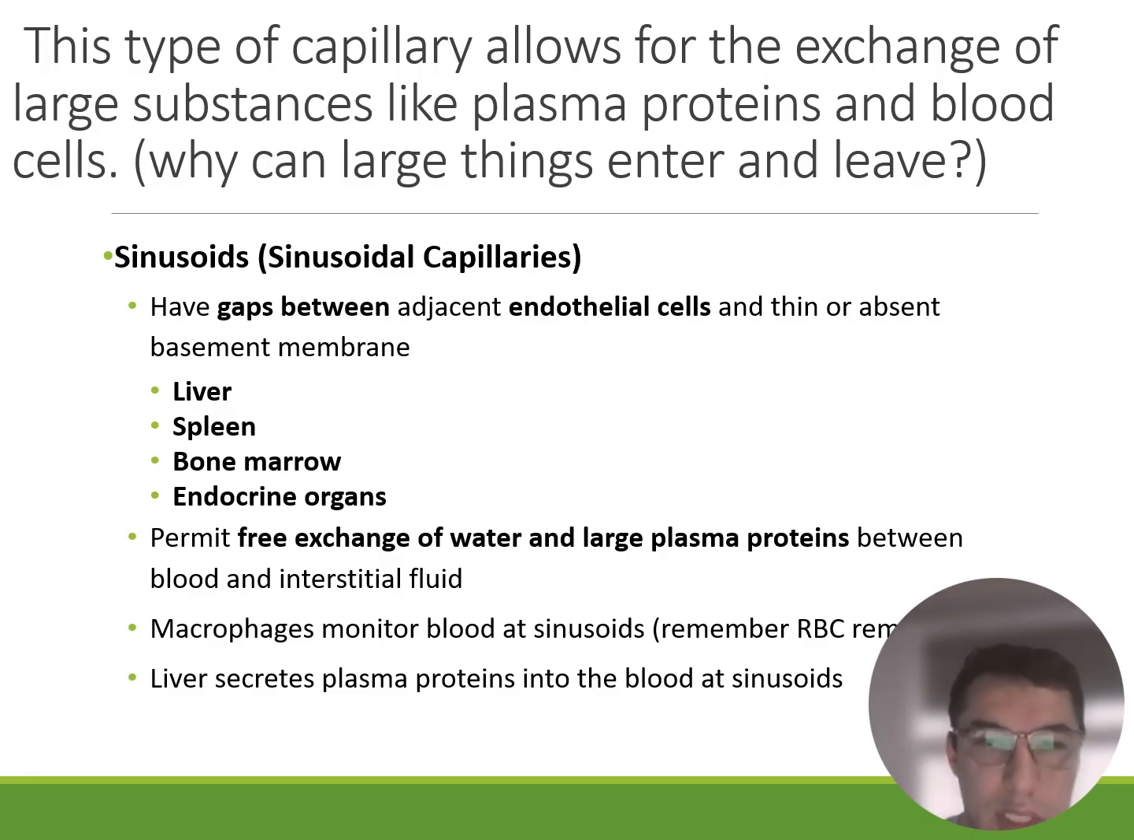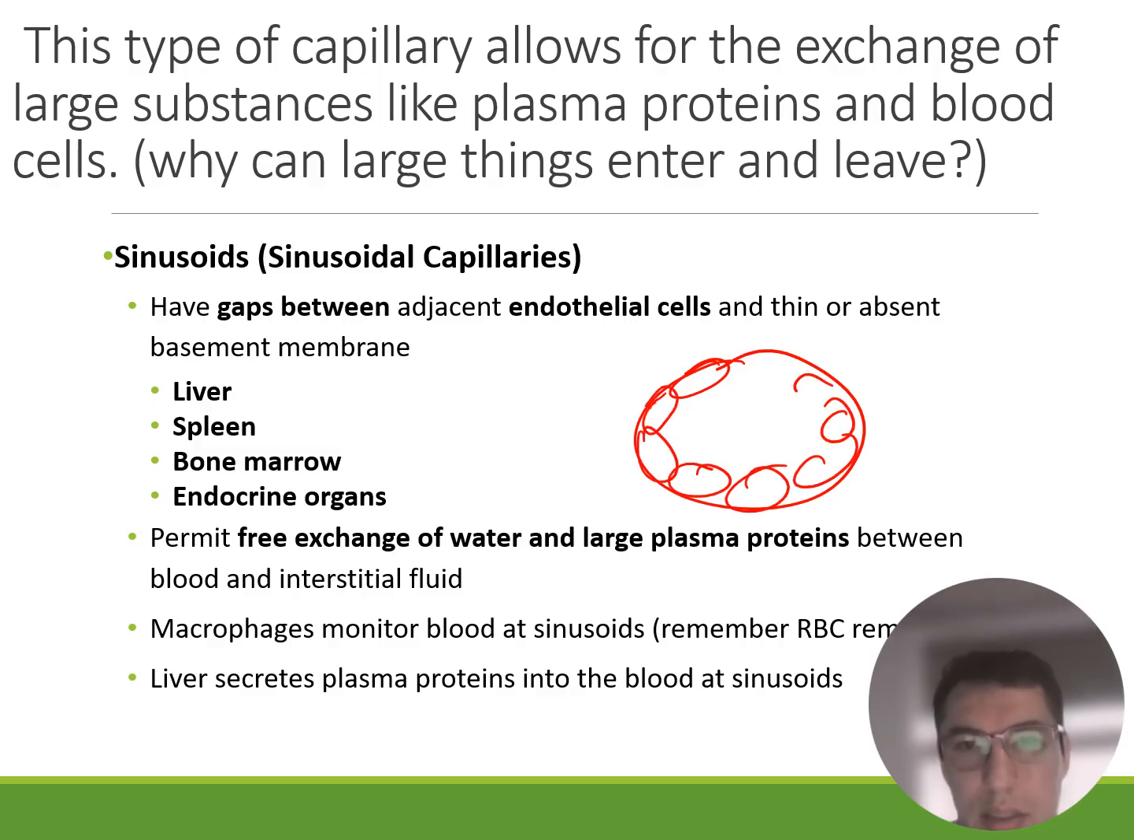So we talked about continuous capillaries and fenestrated capillaries, which are a faster form of the continuous because they have those pores. Now the sinusoids have holes in between. So we have our endothelium, and let's make it like this, but we have a full crack right here, allowing molecules as big as a cell to enter in and out. That is how red blood cell production enters the systemic circuit.